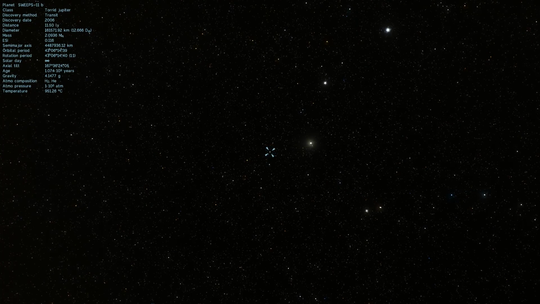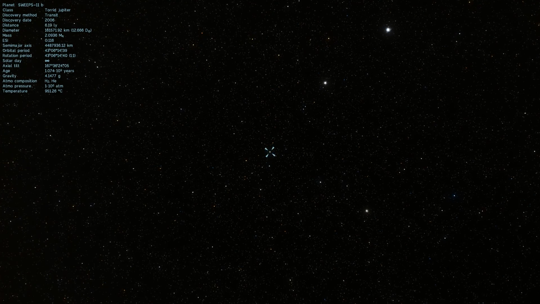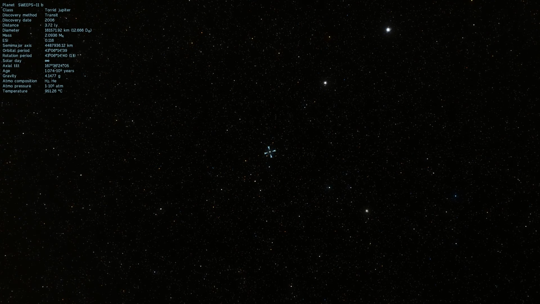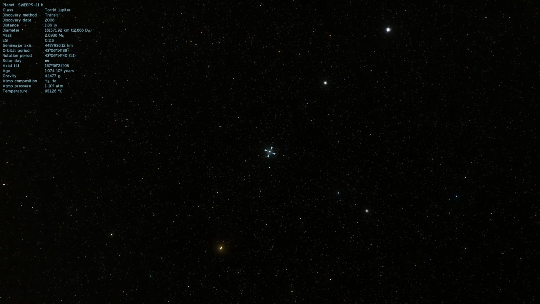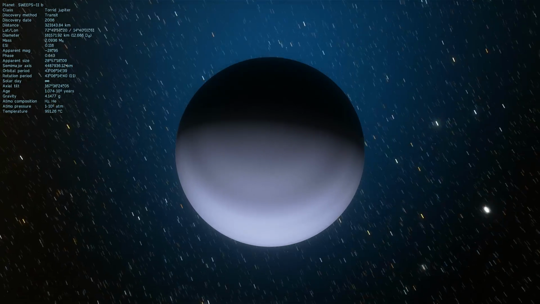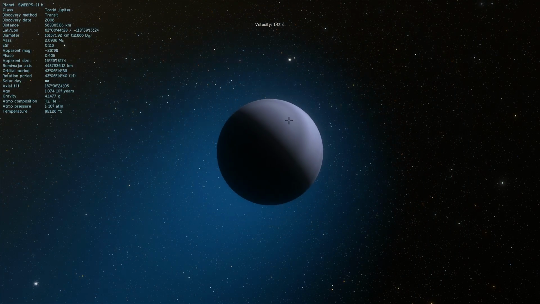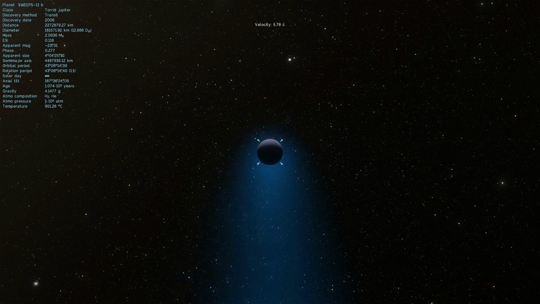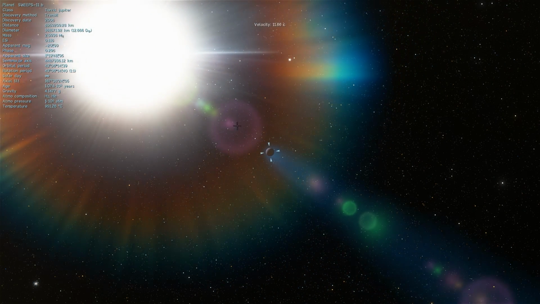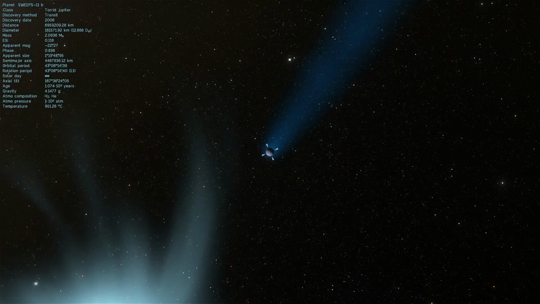So Swoops 11b is also a hot Jupiter, but compared to the previous object, it's actually bigger than Jupiter in size, about 13% bigger, and it's about 10 times as massive as well. And it's also closer to its parent star, so one single orbit here takes just over one day. And because of this, it's also hotter on the surface and outgasses a lot more material.